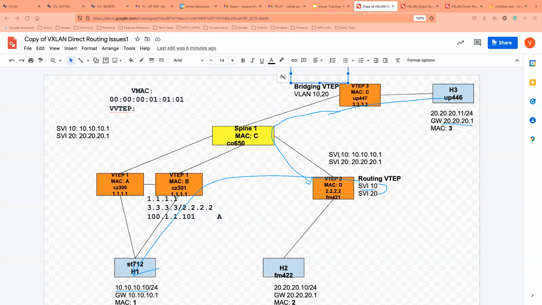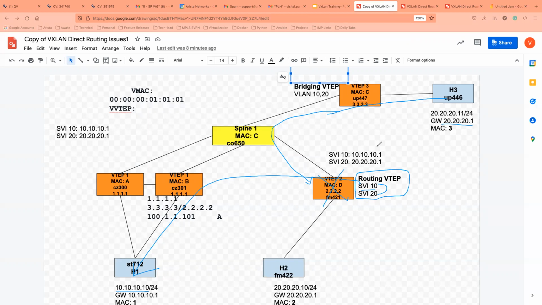Okay, so I think if there is a problem on VTEP2, all the hosts cannot communicate with each other. Sorry, hosts cannot communicate with each other, you mean to say? I mean, if there is a problem on the routing VTEP, then all the hosts cannot communicate with the other subnets. Let's say this routing VTEP is down, right?